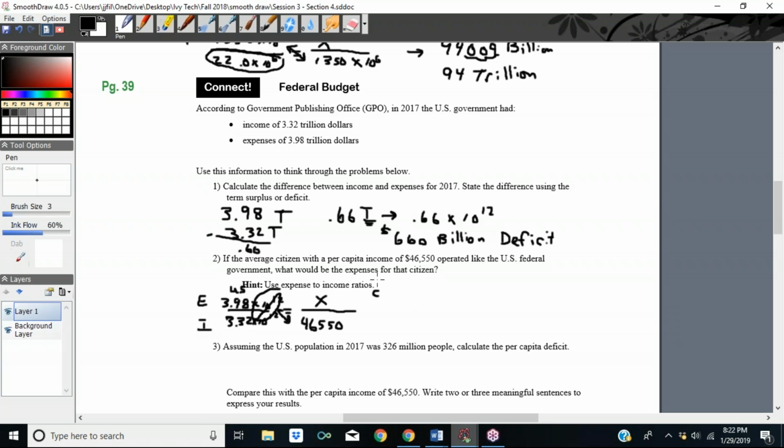And divide by 3.32. And let's put this in dollars and cents. It looks like some of you already are. Perfect. So the expected expenses would be $55,803.92. I think that's what everybody got. So here's what we're saying. If we make $46,550 a year and we spend $55,803, that's the same as what the government is doing with its trillions of dollars.